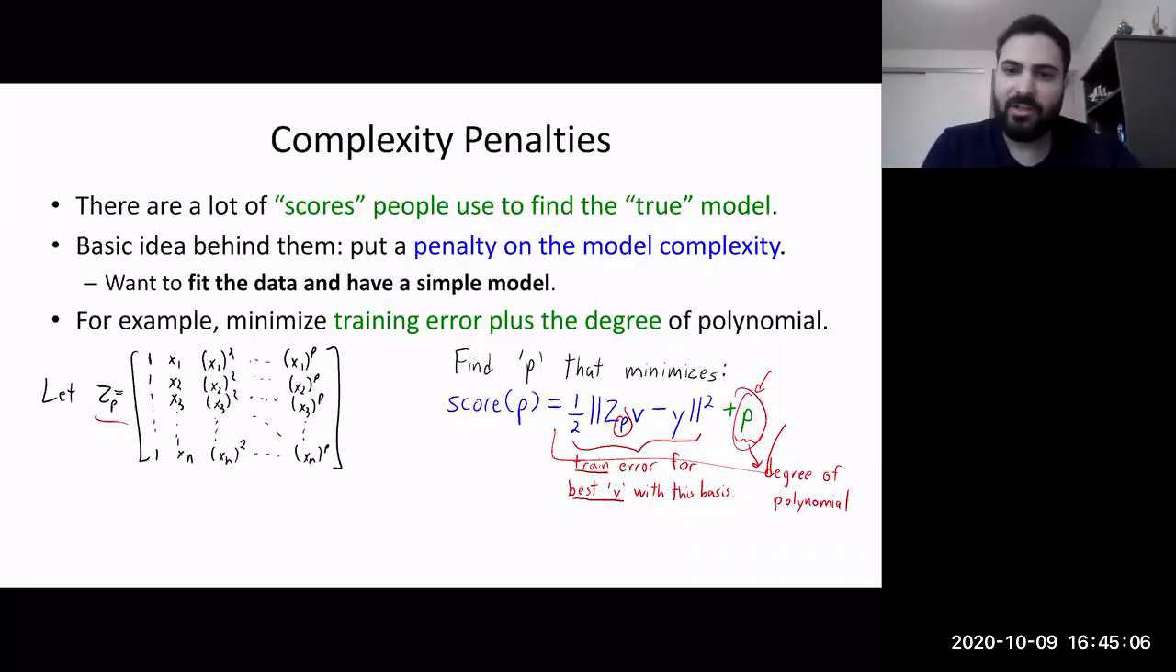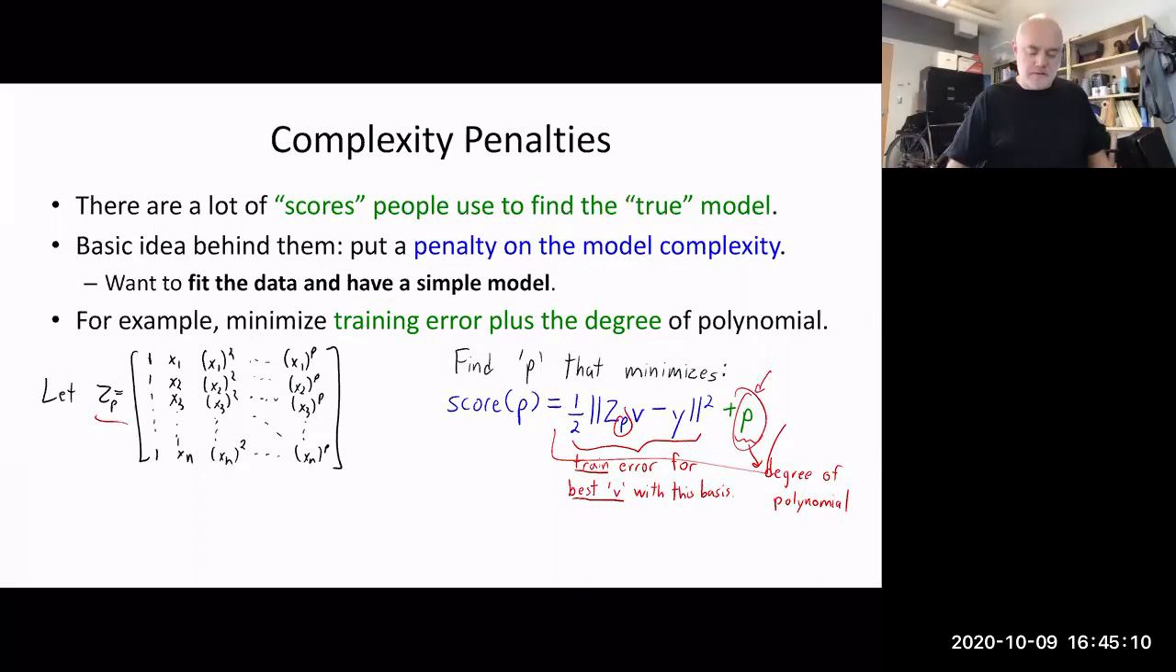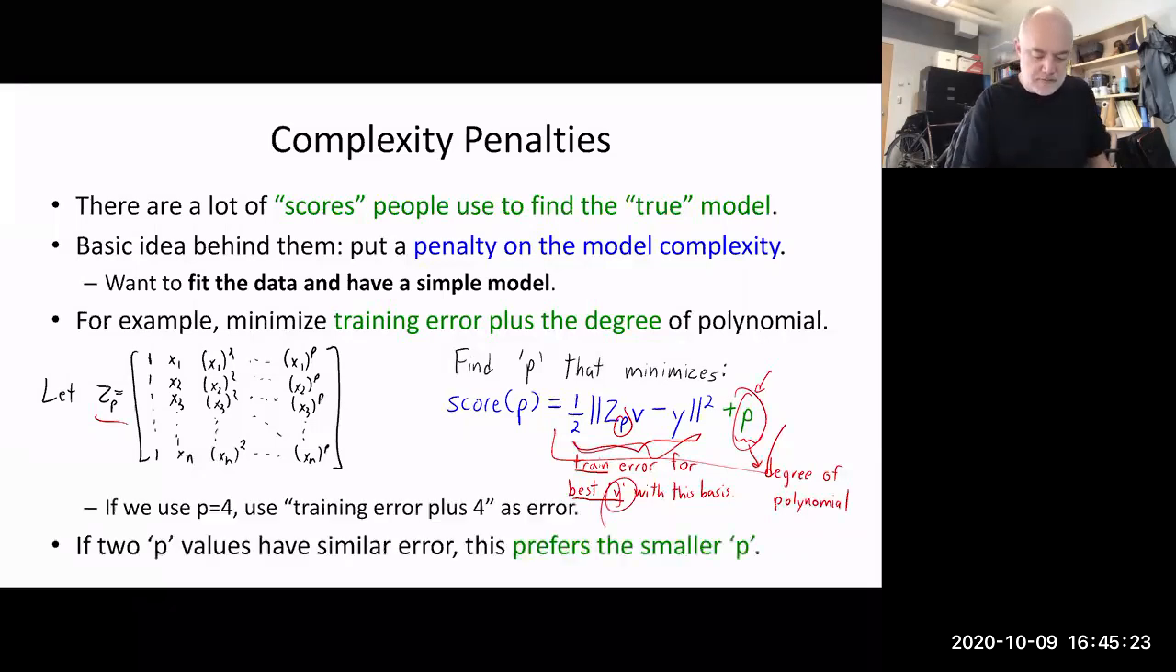So this term is the training error. So this is the training error for the best model parameter V in the basis Z_P with this particular basis, and P is the degree of the polynomial, right? So if we use P equals 4, then the score is the training error plus 4, that's our error, right? And if two P values have similar error, we prefer the one with the smaller P.